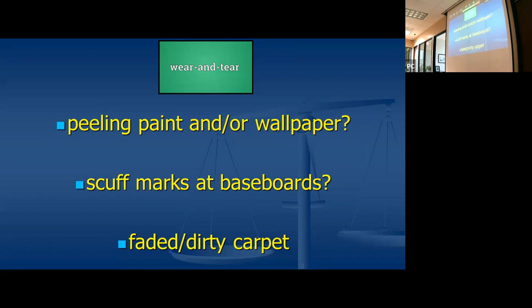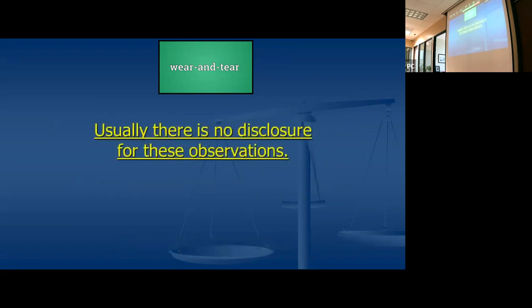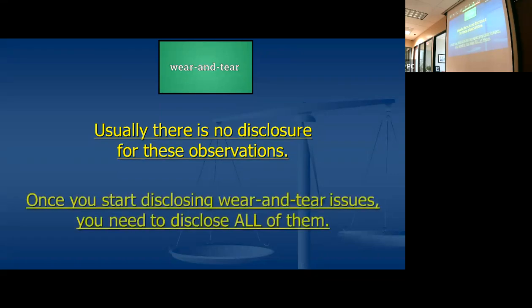If a home is going for $1.2 million and some of the carpets are slightly dirty, that does not affect the $1.2 million price tag. It just doesn't affect it. If there was a major foundation problem or something like that, then that would be a different category. Usually, there's no disclosure for these observations when they're just wear and tear. And the key question, do they really affect what the house is going for? That's a good kind of test.